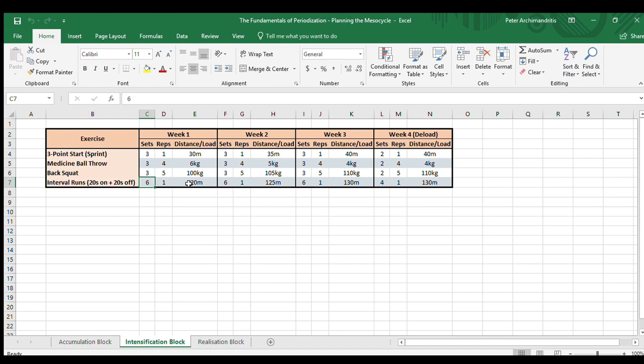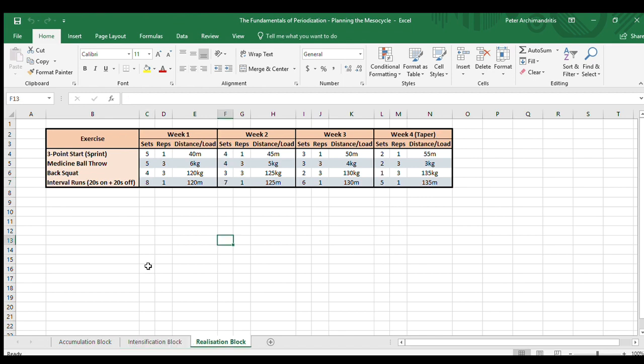6 sets of 1 at 120 meters. Then we're going to do 6 sets of 125 meters. So we're going to have to run at a slightly faster pace here. 6 sets of 1 at 130 meters in the final intensification week, followed by a reduction in volume with a maintenance of intensity. So it goes from 6 sets down to 4 sets.